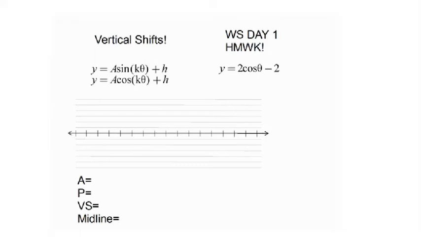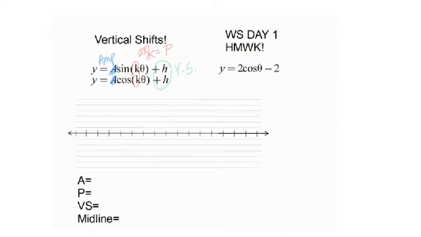We are moving on to vertical shifts with our graphs. And vertical shifts, we've talked about some of these things here. So for example, this A out front tells us about the amplitude. And this K here tells us about the period, which is 2 pi over K. And now we're going to deal with this H here, which is our vertical shift.